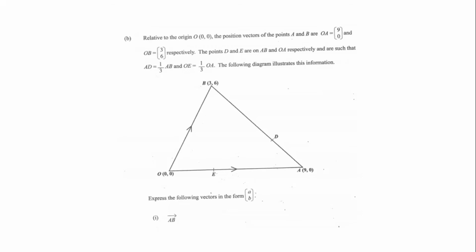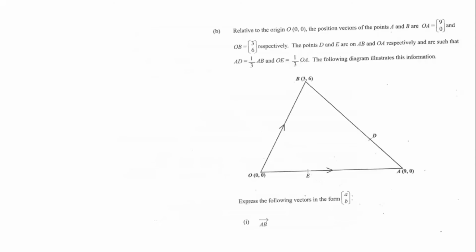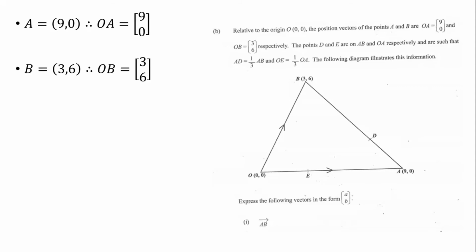It says express the following vectors in the form of a column vector, and in part 1 we're asked to find AB. What we know is that A is equal to (9, 0), so OA is equal to this matrix, which is also given in the question. And the point B is (3, 6), so OB is equal to this matrix (3, 6), which is also given in the question.